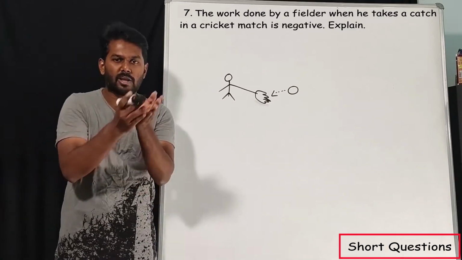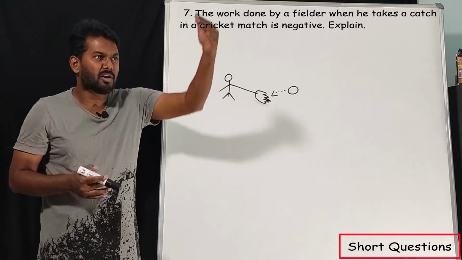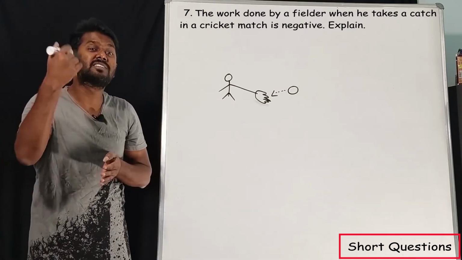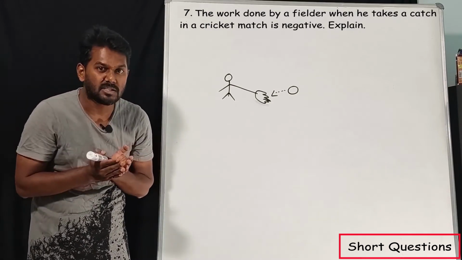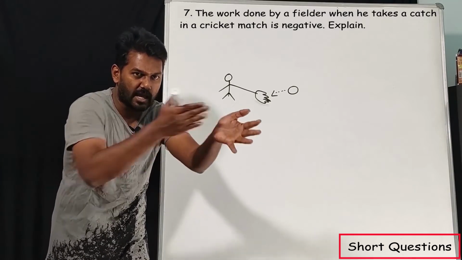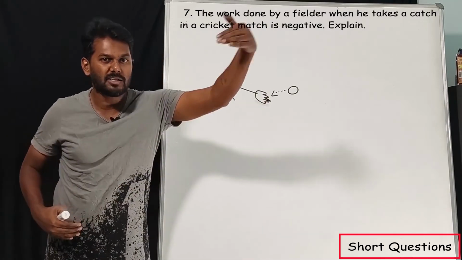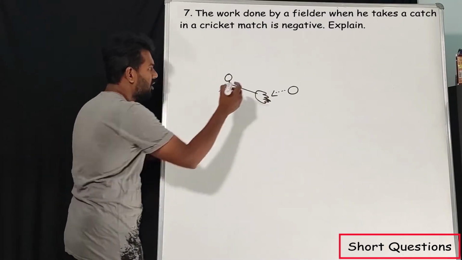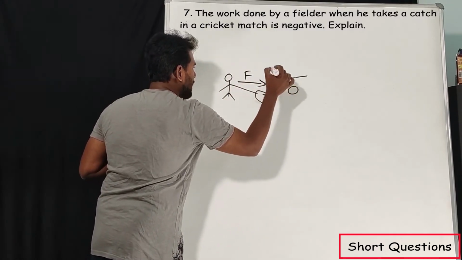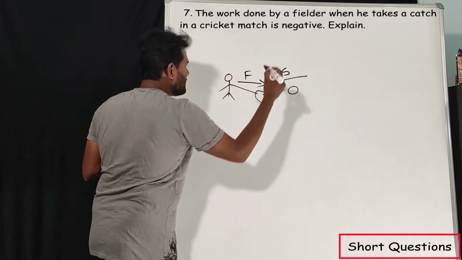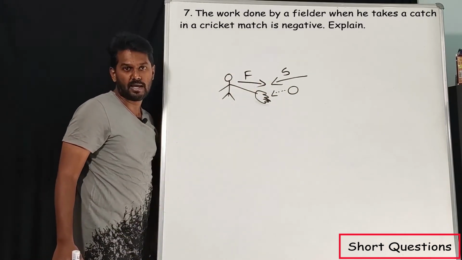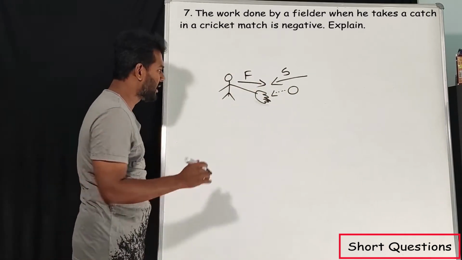Assume you are that person, you are catching a ball. Whenever the ball is coming in this direction, you will apply a force in this direction. In which direction are you applying a force? To catch the ball, you have to apply like this, right? So the force applied is in this direction, but the ball is coming in this direction. That is nothing but, yes, correct. So both are in opposite direction.